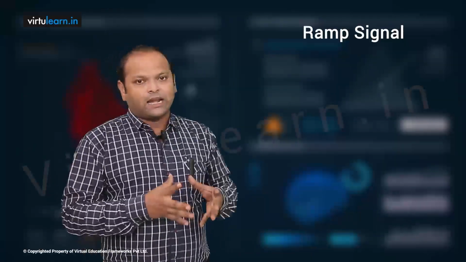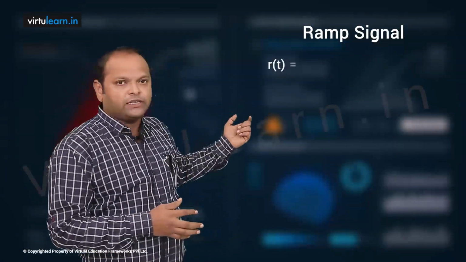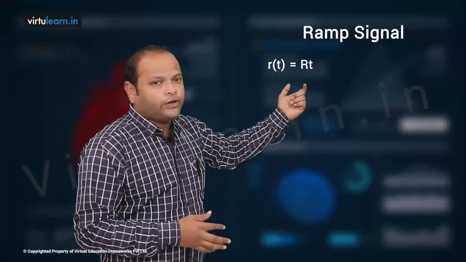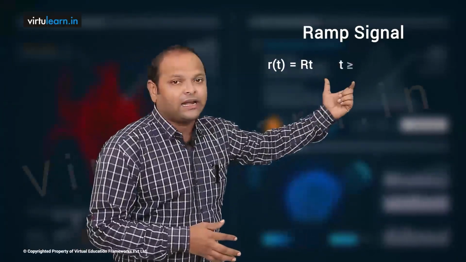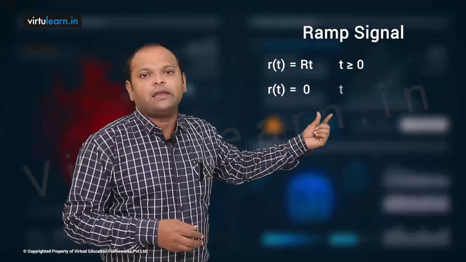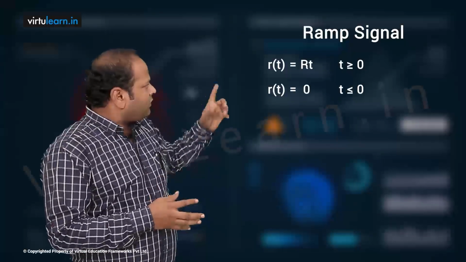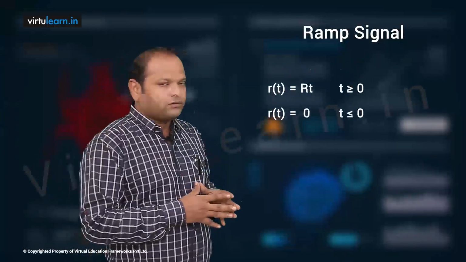Coming to the ramp signal. What is this ramp? Mathematically we define the ramp as R of t equal to capital R times t for all t greater than or equal to 0, and R of t is 0 for t less than 0. So what will be the representation graphically?